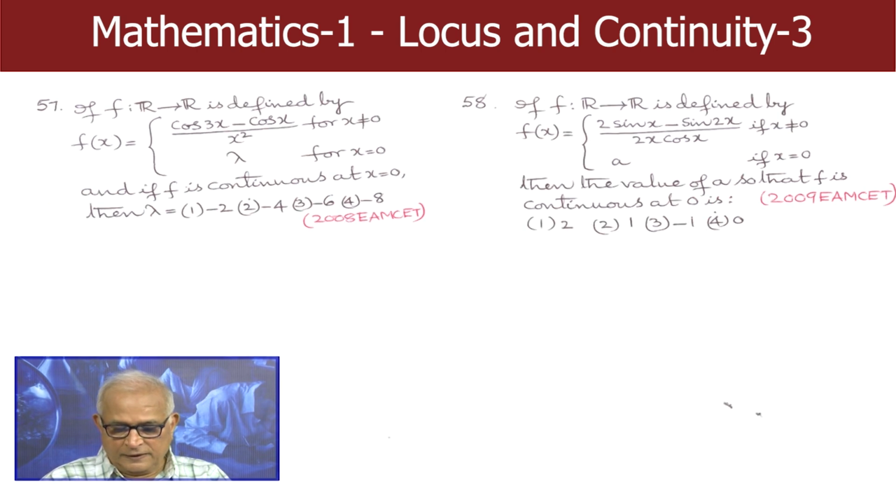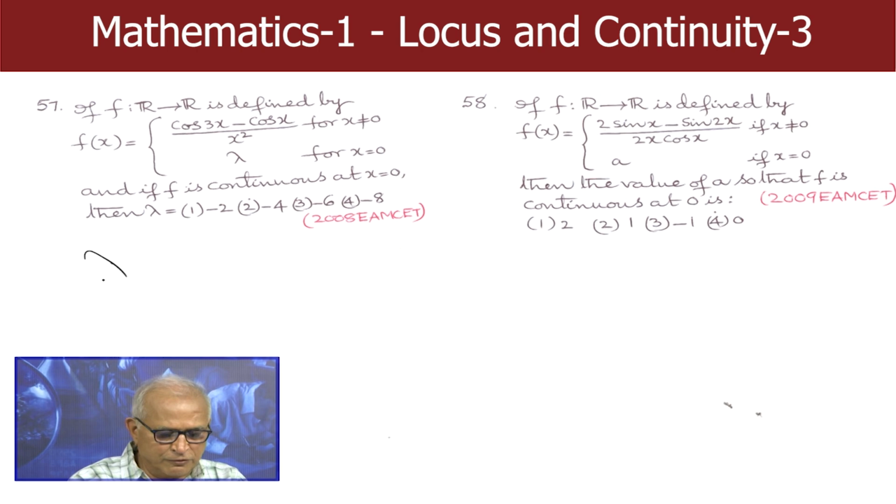Okay, next 57. Easy. f: R to R is defined by f(x) equal to (cos 3x minus cos x) by x square for all non-zero x, and lambda whenever x equal to 0. What is the value of lambda when f is continuous at x equal to 0? 2008 EAPCET. Lambda equal to f(0), which is the limit of f(x) as x tends to 0.